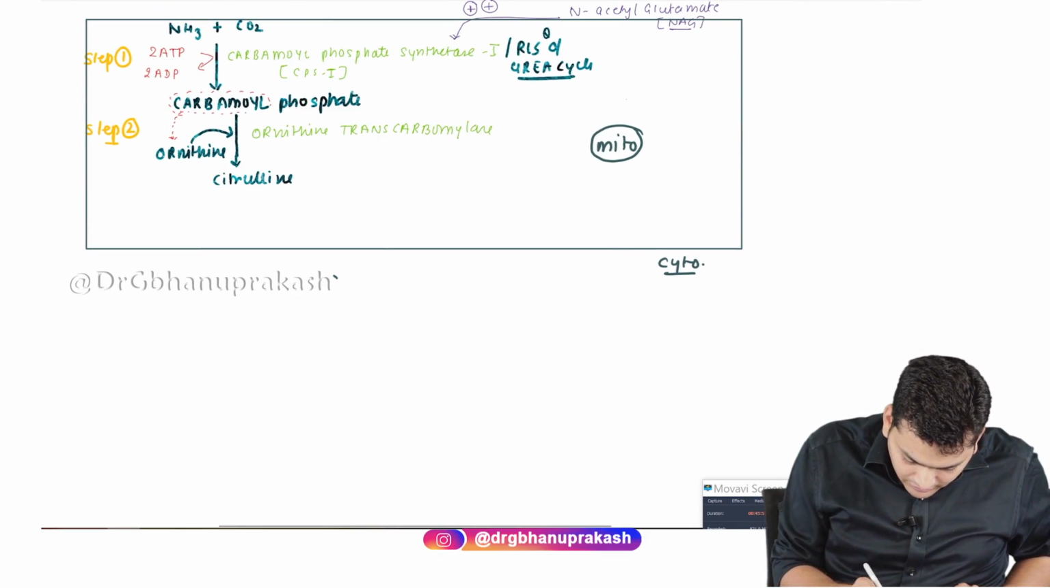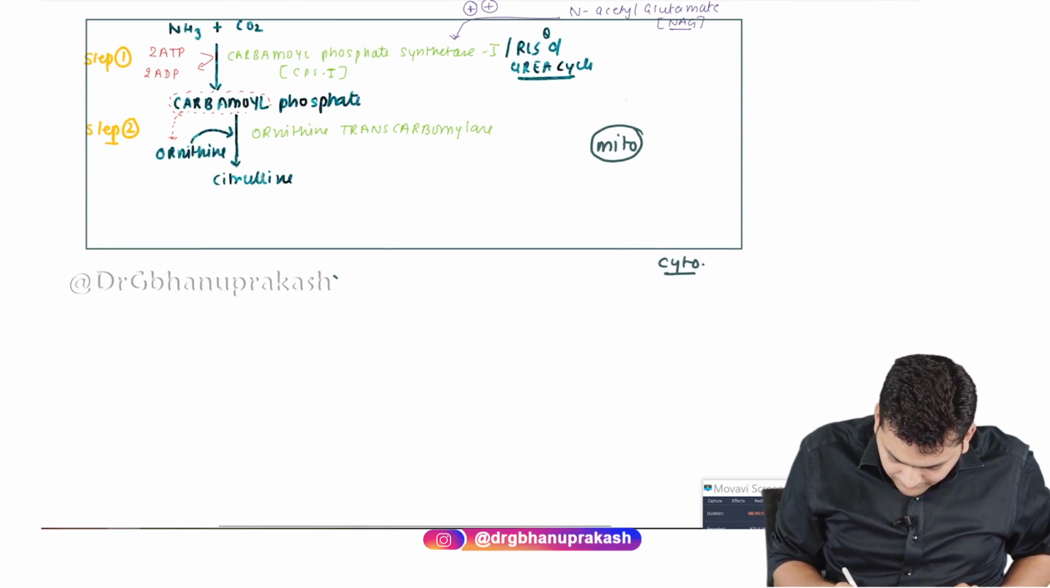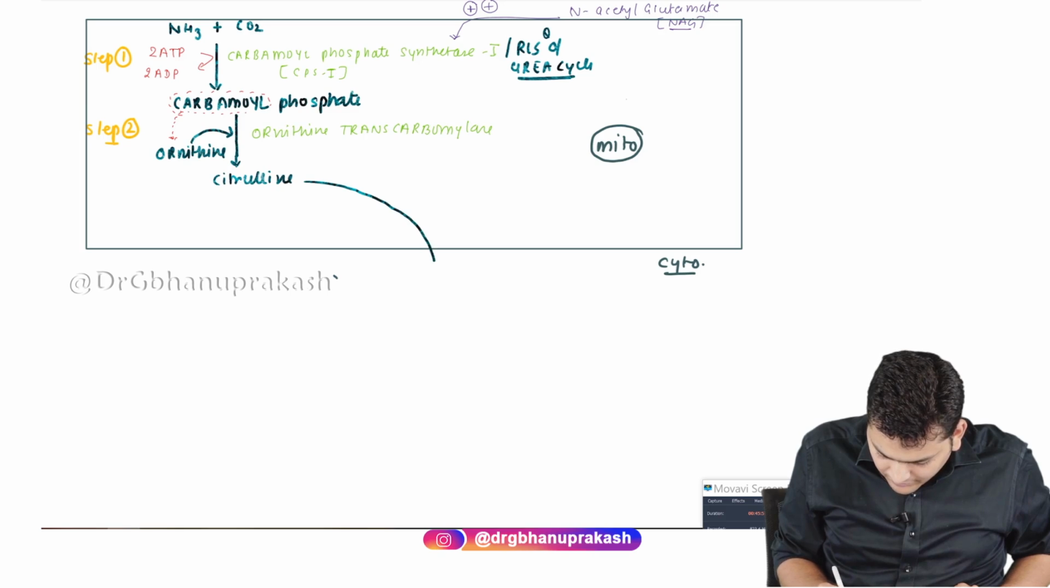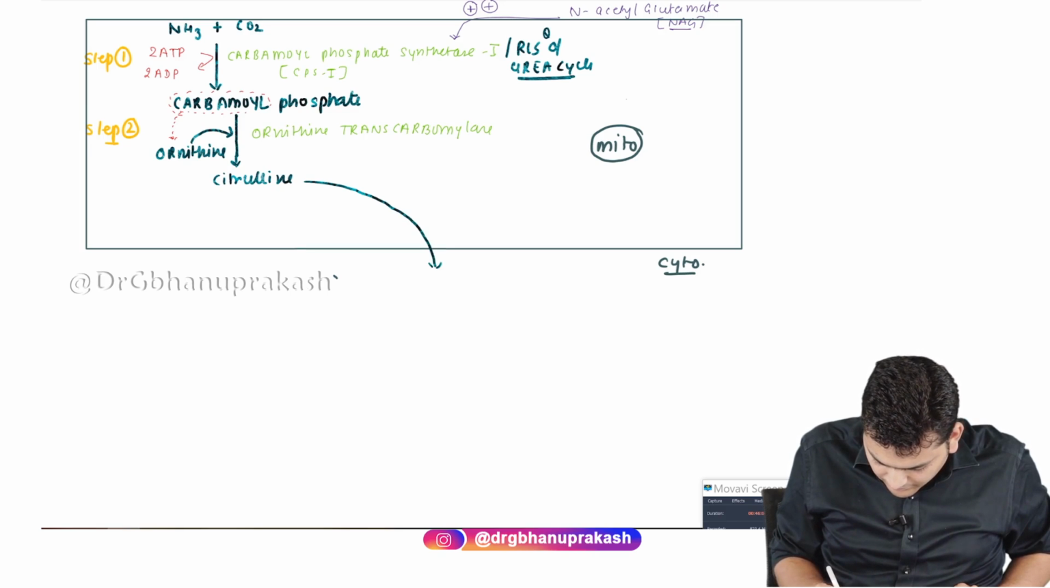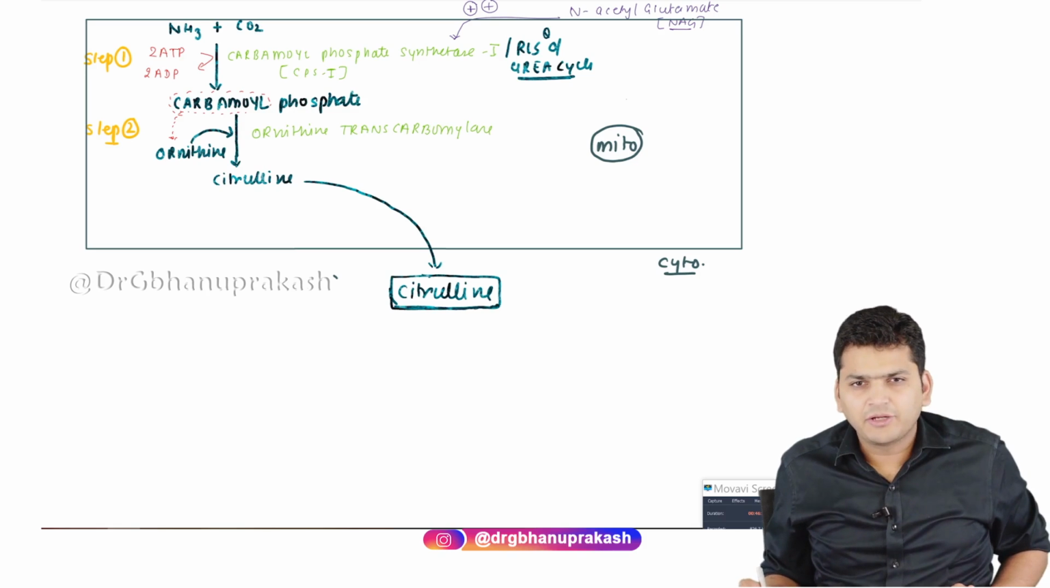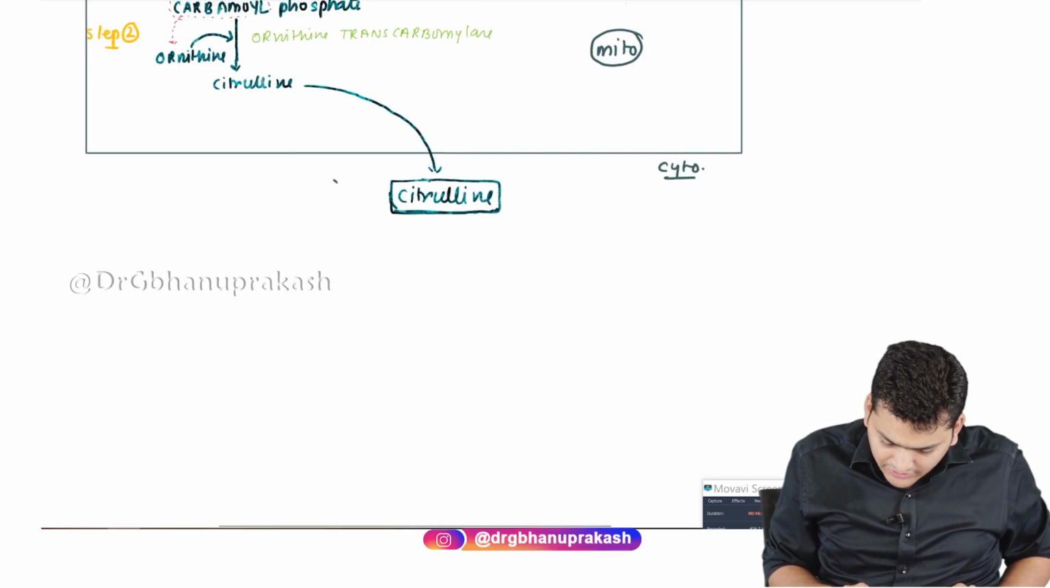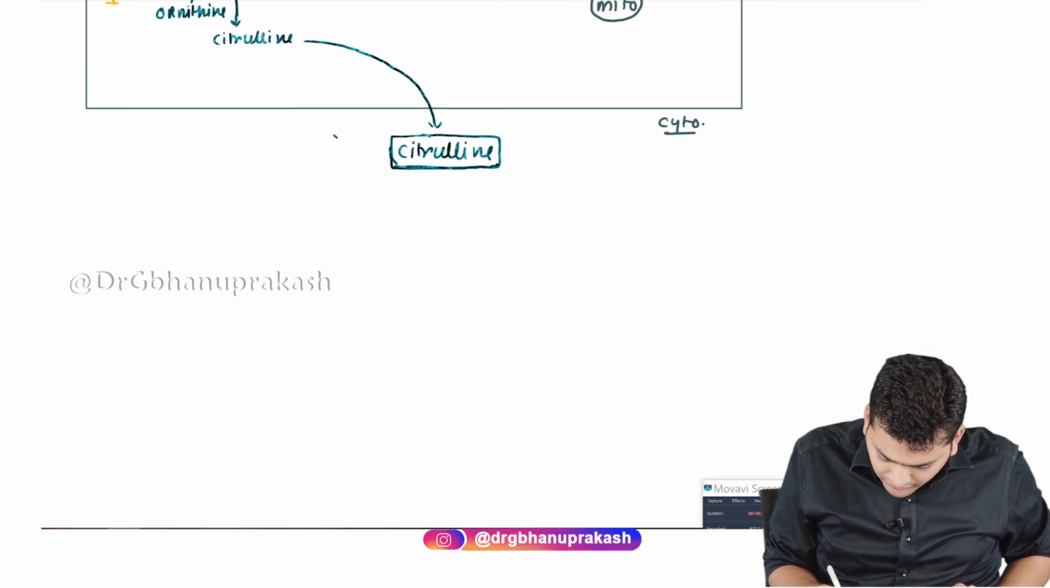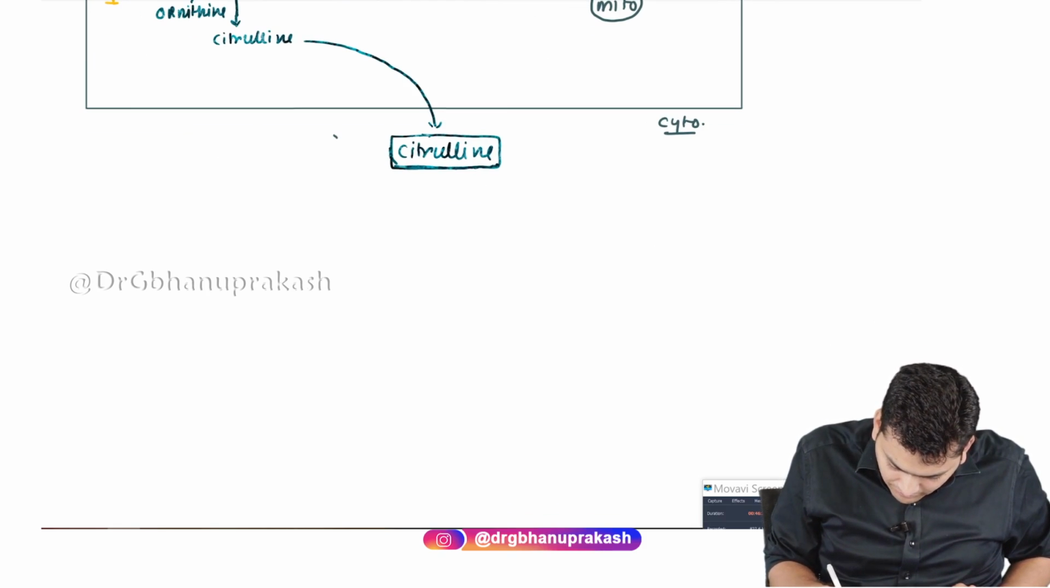Then the citrulline will come outside in the cytoplasm. Once it comes in the cytoplasm, it will react with a molecule with the name of aspartate. So citrulline and aspartate will join.